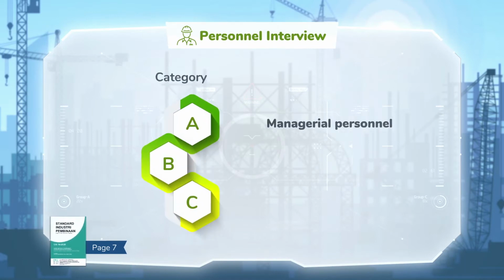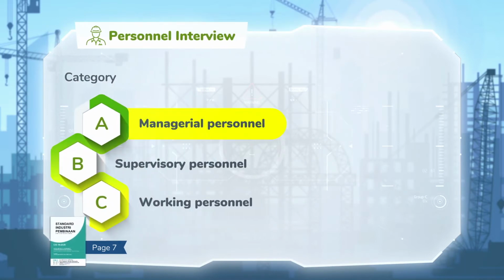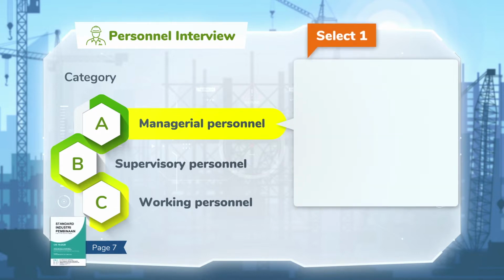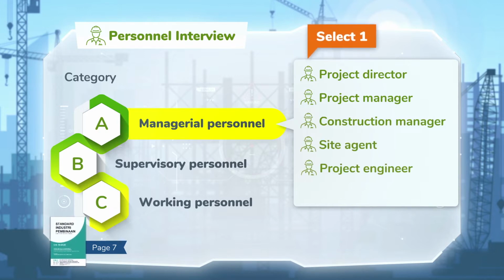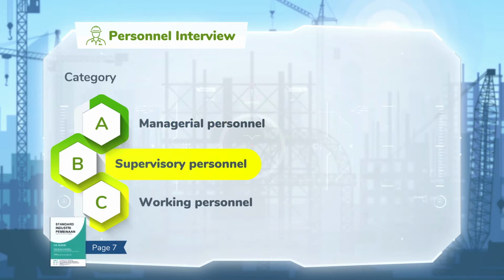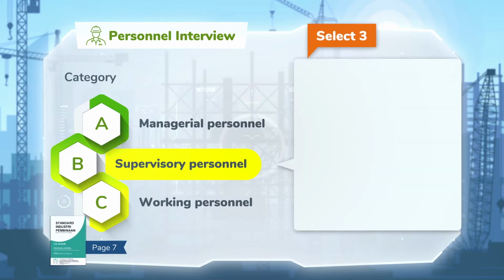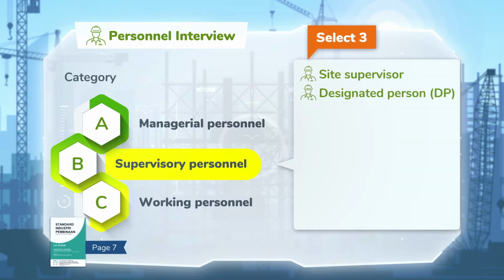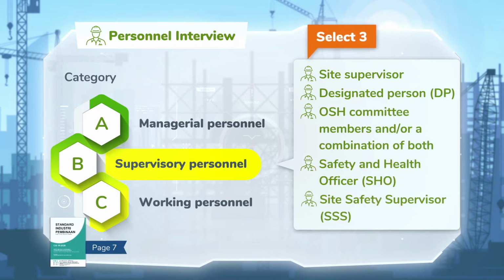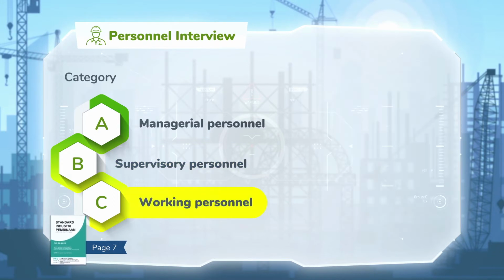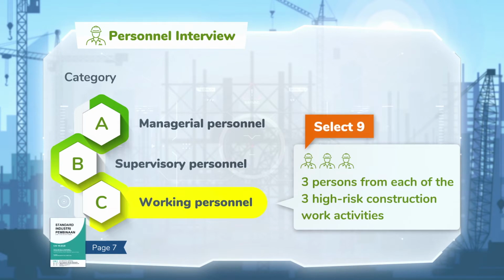Interviewees should be selected from 3 categories. For Category A, select one managerial personnel. This person can be the project director, project manager, construction manager, site agent, project engineer, or quantity surveyor. For Category B, select 3 supervisory personnel. They can be a site supervisor, designated person, OSH committee member, or a combination of both, safety and health officer and site safety supervisor. For Category C, select 9 employees from working personnel, preferably 3 people from each of the high-risk areas identified for workplace inspection.